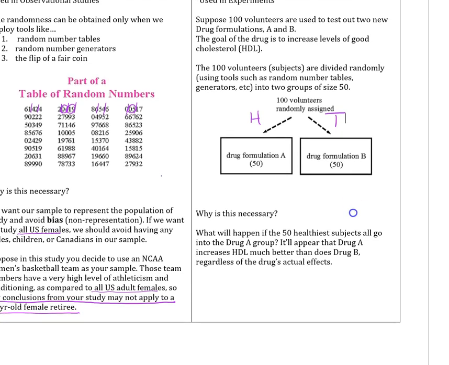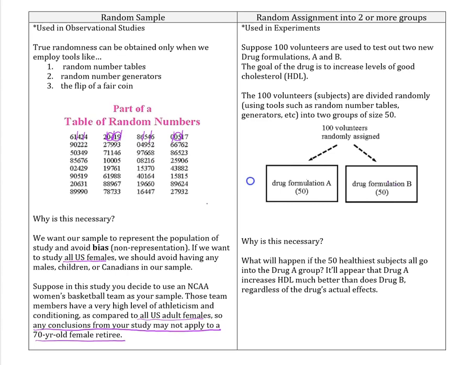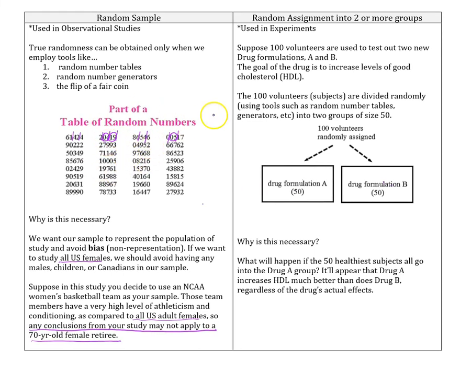Now this is necessary because what will happen if we put the 50 healthiest subjects all into the drug A group? It'll appear that drug A increases HDL much better than drug B, regardless of the drug's actual effects, because you've already put the healthiest people here. So it's going to seem like the drug is doing it when really you just already have the healthiest people in one group. So random assignment ensures that you get a sprinkling of everybody in each of your 2 groups. Okay, so random sampling is getting a random sample from a population. Random assignment is when you already have your random sample, and then you're dividing it further into 2 groups for comparison.